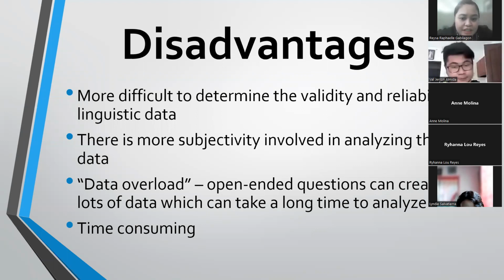And take note, we have here the data overload. Since we are asking them open-ended questions, they are free to answer what they want to answer, what they want to say. Therefore, there will be times na magde-data overload tayo. Marami masyado silang sinabi sa isang question pa lang. And this is also time-consuming. Okay? So last time, yung pinakahuling natapos sa kanilang study are actually the qualitative researches. Kasi interview takes time, at the same time, the analysis, itong analysis talaga, the transcription and the analysis of qualitative research takes a lot of time to be done.